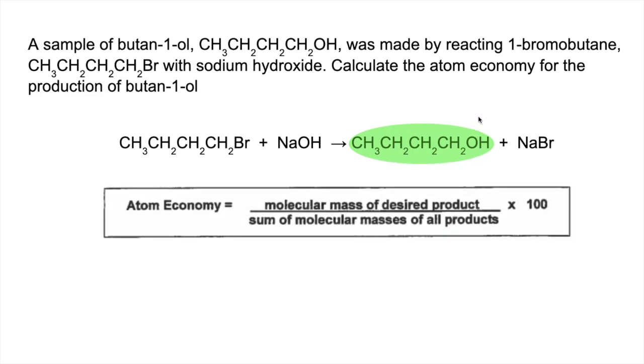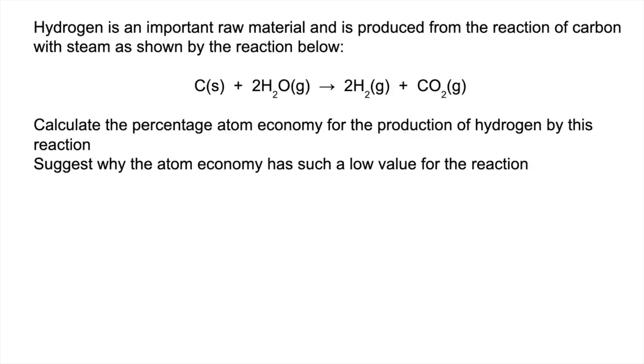So there's that formula again. So it is 74, the Mr of this. The Mr of everything is 176.9, and then just multiply that by 100. And so we get an atom economy of 41.8% for that reaction. So here's another one. If you want to pause the video and then play when you're ready.